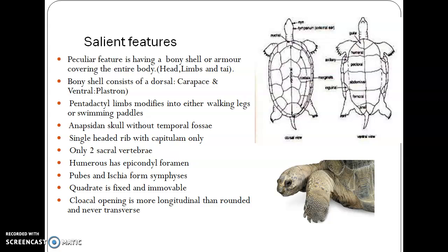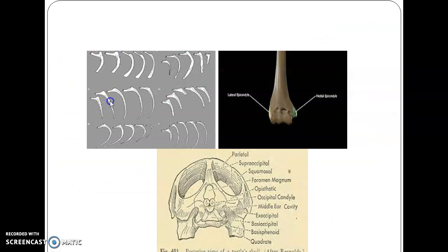Then they have an apsidal skull, that means without temporal fossae. Then single-headed ribs. When we look through the skeletal system, the ribs generally consist of a single head with only a capitulum. That means this is the condition. Here you can see that these are the ribs of Chelonians. Here you can see that the anterior part consists of only a single head. Okay, so this is the condition.